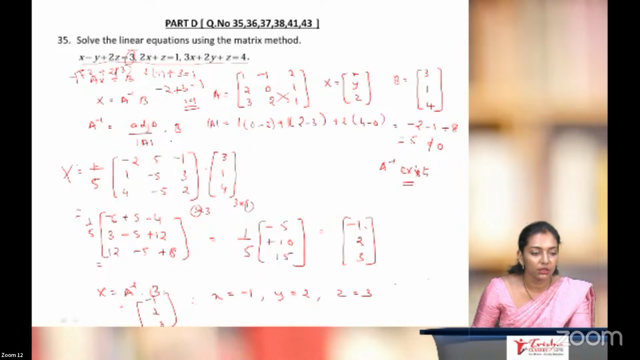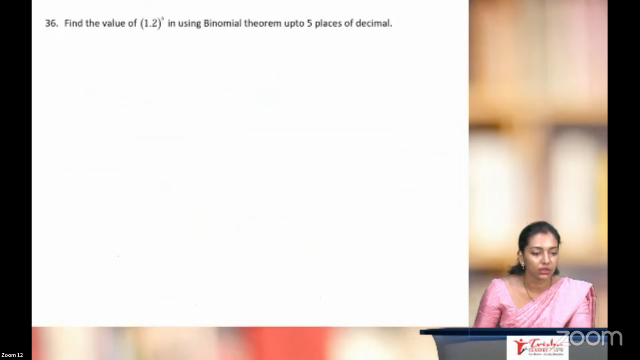I hope you got it right in this question. Okay, so next is: find the value of 1.2 to the power 5. Yes, this is from the binomial theorem part. You can find the answer using a calculator just for verification, but they have mentioned that you have to answer this question using the binomial theorem.